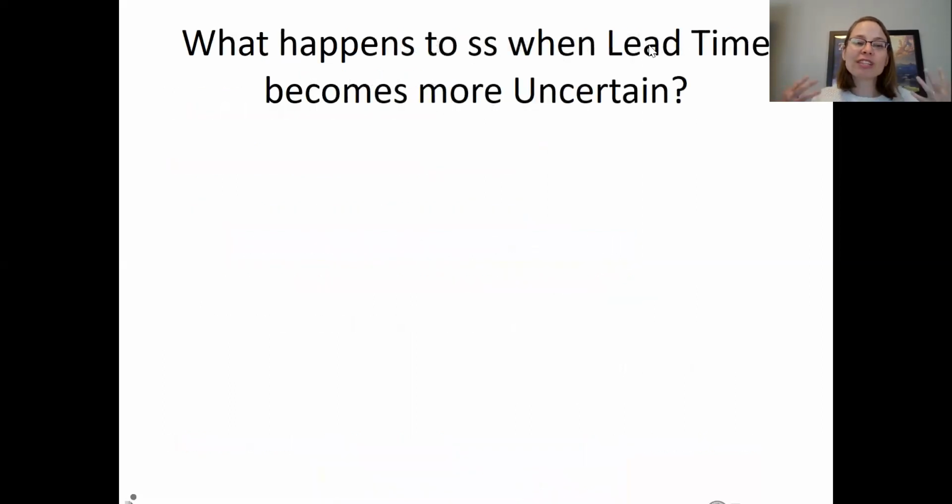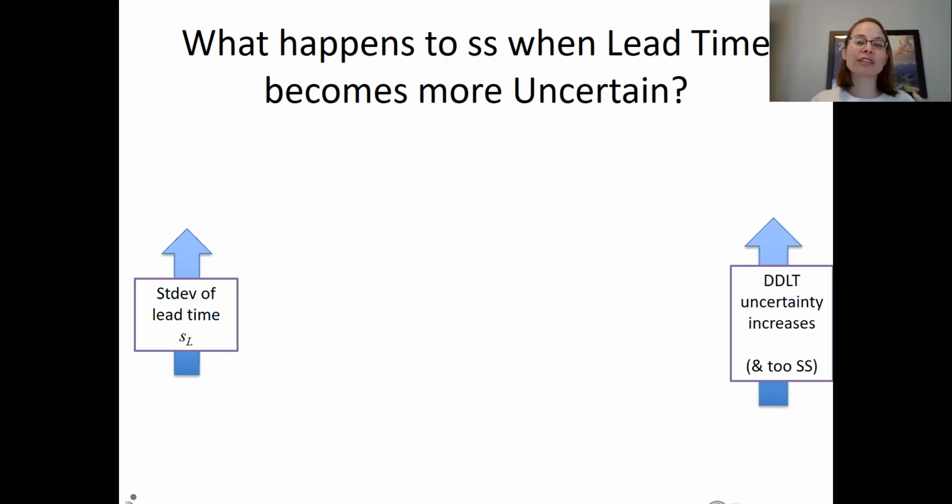And so, just to get some intuition, what happens to safety stock when lead time becomes more uncertain? Your intuition should be that as the standard deviation of lead time goes up, our demand during lead time uncertainty increases, so that goes up, and that means safety stock must also go up.